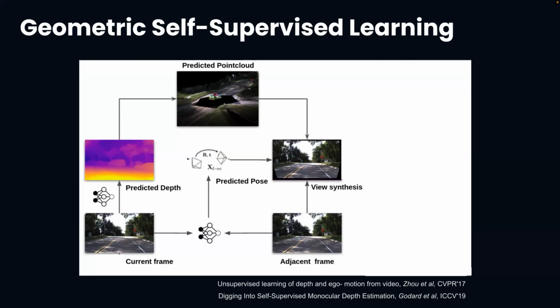So if you're making a mistake in your view synthesis, meaning that the pixels of your synthesized image don't line up with your target image, your adjacent image, then you're getting an error. That error gives you a gradient because every operation here is differentiable, and you can backpropagate to update the weights of the depth network and the pose network, right? So backpropagate through the geometric constraints.